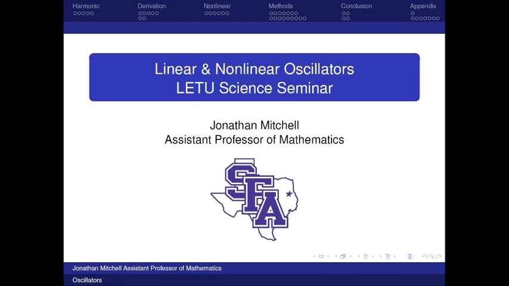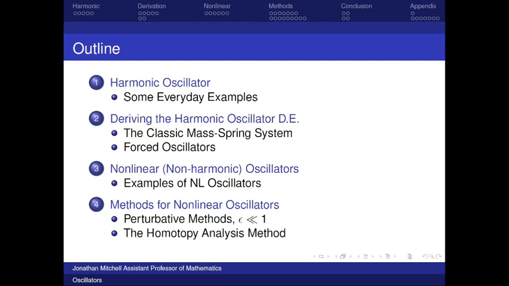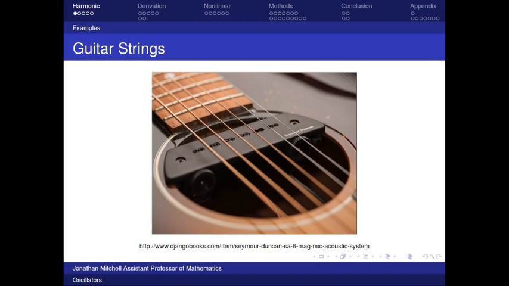I'm hoping we can have a good time discussing some mathematics behind linear and nonlinear oscillators. Here's the basic outline. I'll tell you a little bit about the harmonic oscillator with some specific everyday examples that you may have even run into today, most likely. We'll derive the mass spring system, and we'll talk a little bit more about some nonlinear examples of oscillators and some methods that we can use or have been used in the past to approximate solutions, and we'll go from there.